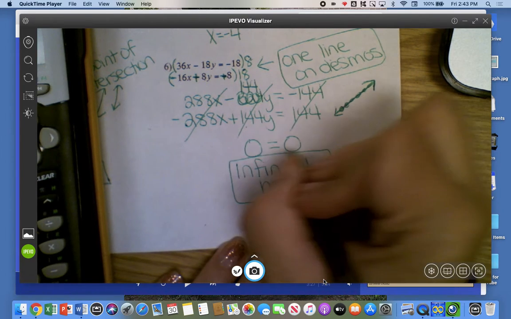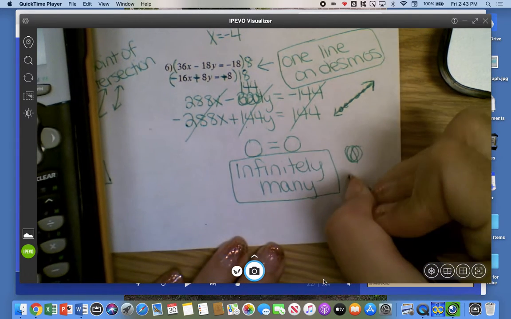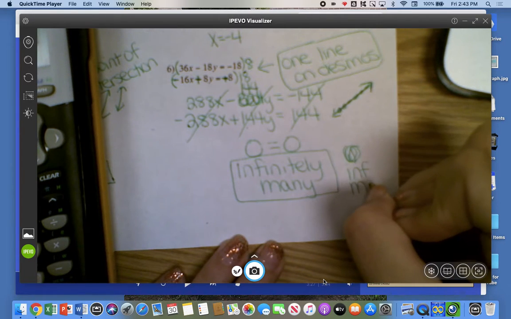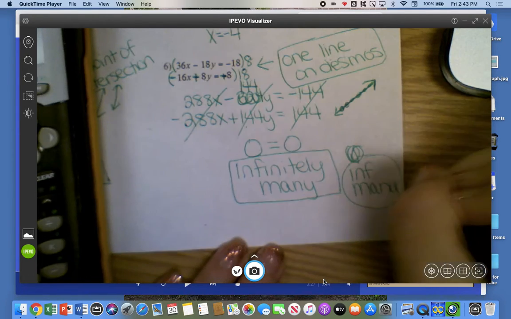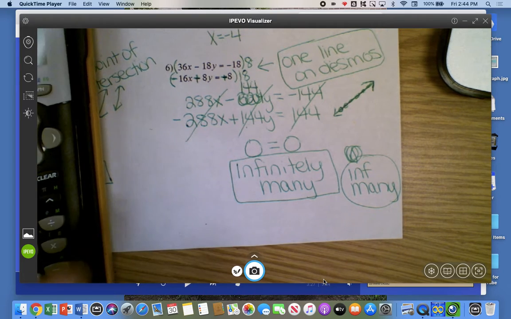And if you want to abbreviate, I do allow that. So those are the notes for Monday.